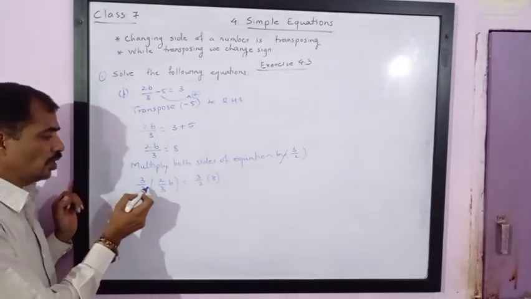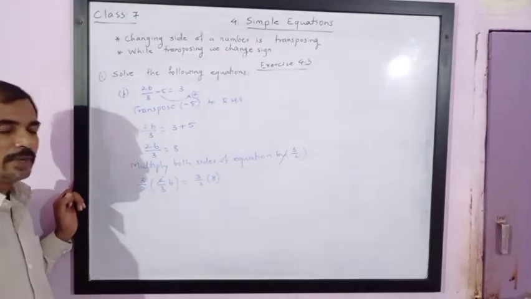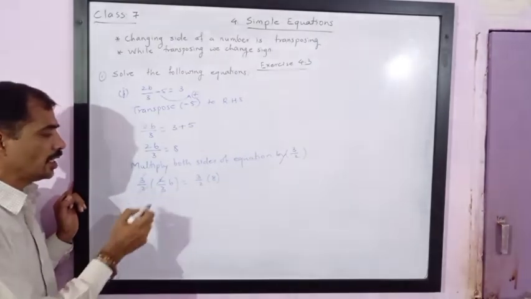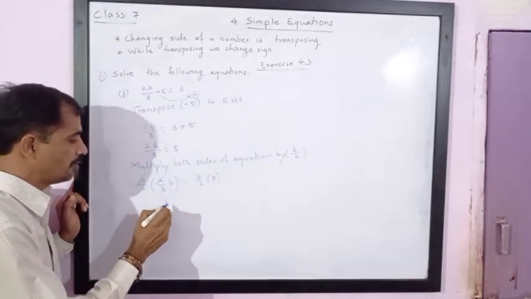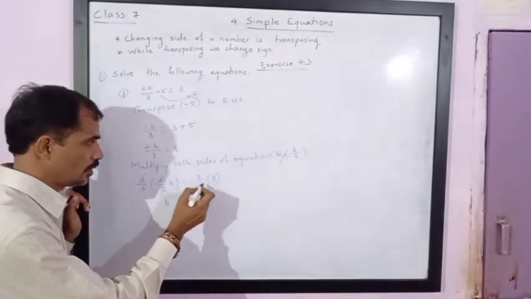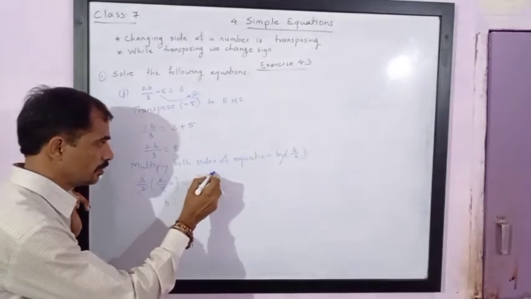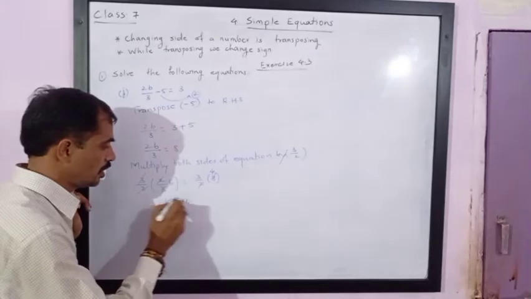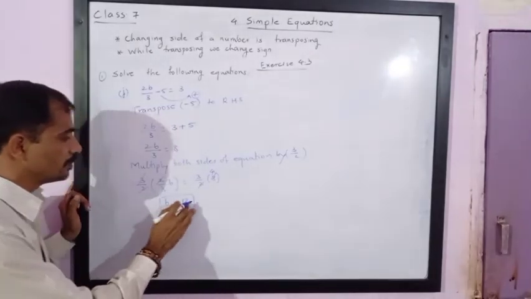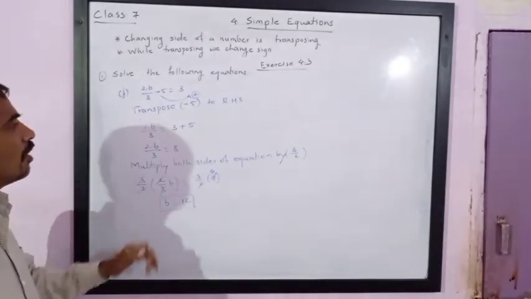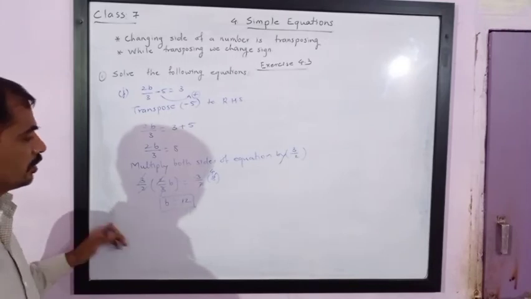Now please note, 2 at the denominator, 2 at the numerator, 3 at the numerator, 3 at the denominator cancel each other. We have b left on the left hand side. This is equal to, now 2 4s are 8, so 3 4s are 12. We have got b is equal to 12. Let us check whether our solution is correct or not.